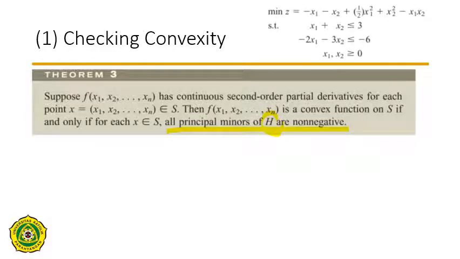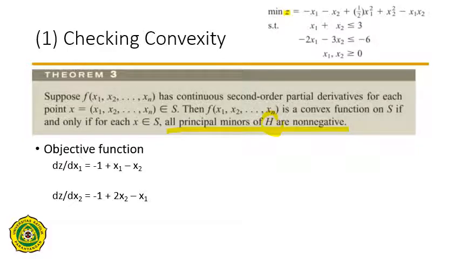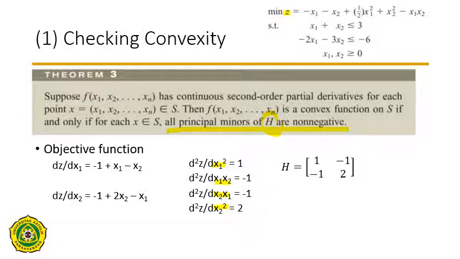So this is our problem, and let's check the z function first. Take the first derivative of z with respect to each of the variables, with respect to x1 and then with respect to x2. And then let's take the second order derivative: second order with respect to x1, with respect to x1, x2, x2, x1, and then with respect to x2. All these elements we store into the Hessian matrix. So this is the 1,1 element, this is the 1,2 element, this is the 2,1 element, and this is the 2,2 element of the Hessian matrix.